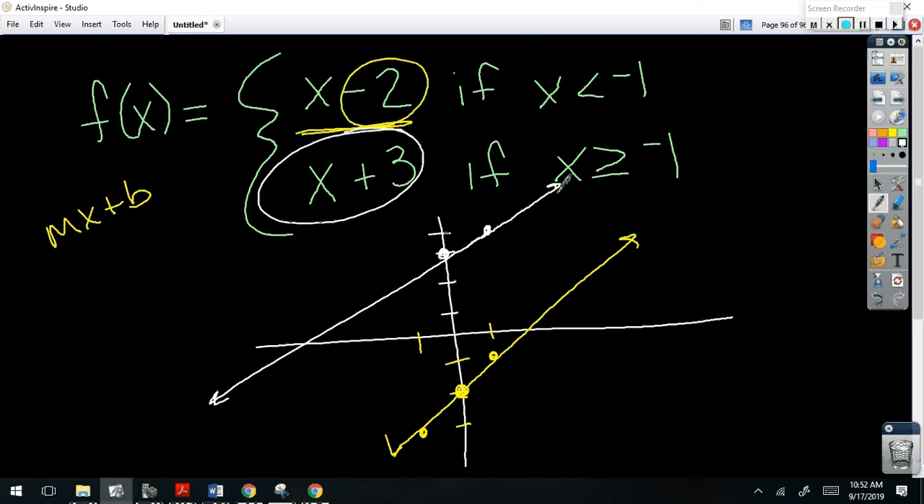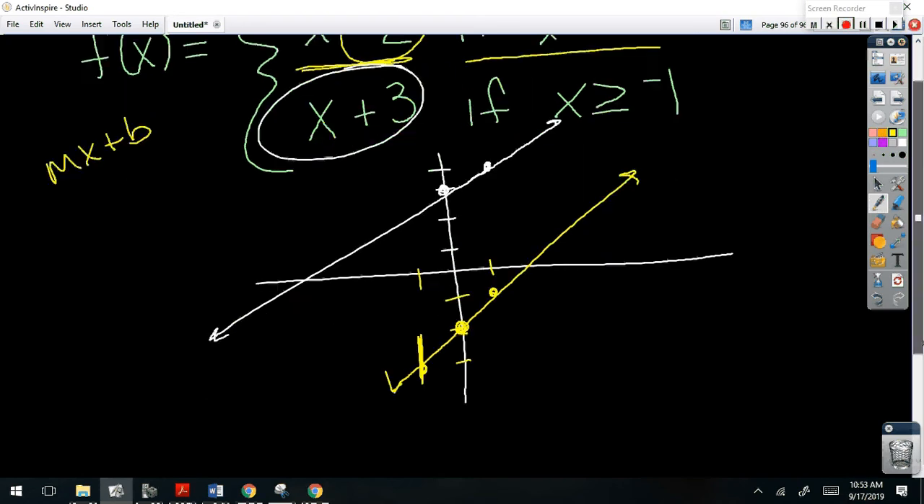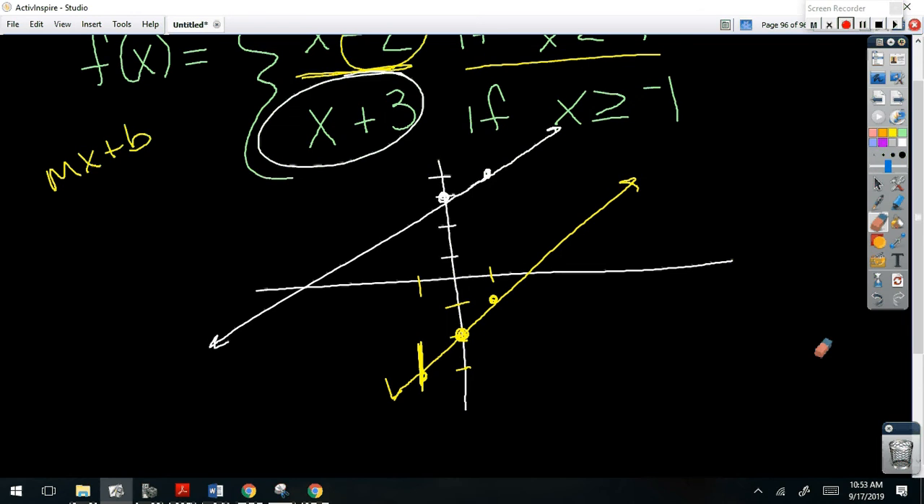So now let's look at the domain restriction, okay? So for the first one, the one that's in yellow, it says if x is less than -1. So this is the point that x is -1. Do we agree? That's my cutoff. So if x is less than -1, which way does x get less than -1? To the left, right? So my graph for that yellow one is not going to include any of this.